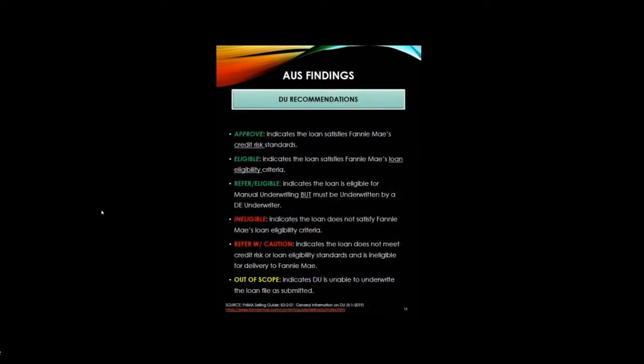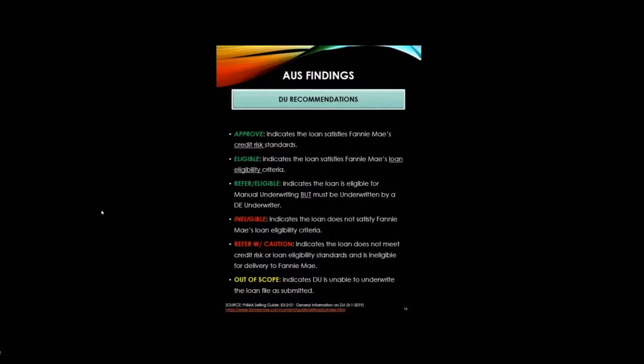So let's go over the DU recommendations. It's pretty straightforward. It's the approve. The approve indicates the loan satisfies Fannie Mae's credit risk standards. The eligible indicates the loan satisfies Fannie Mae loan eligibility. So you usually have approve, eligible. That's what you want when the loan is submitted through your DU findings, because that means it's good to go. Make sure everything fits the criteria, follow the conditions on the DU findings, and then you should be good to go to close on your loan.